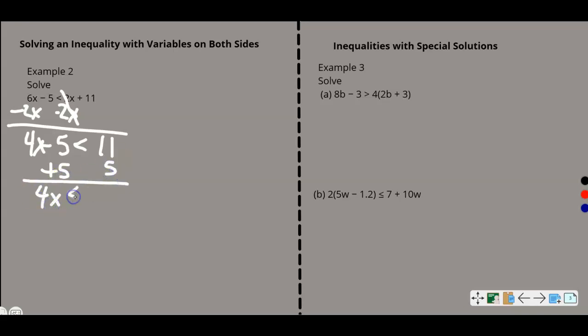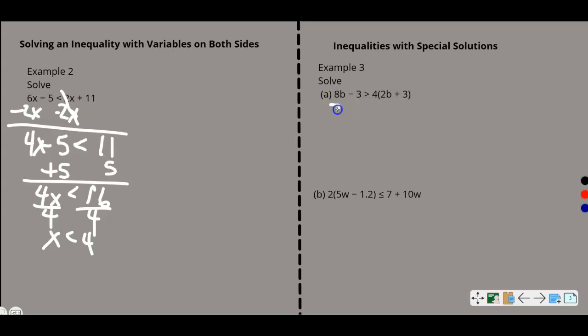4x is less than 16. Divide by 4. X is less than 4. And again, if you wanted to graph this, this would be an open circle and it would have an arrow shaded left of 4. All right, the next one says 8b minus 3 greater than 4 times 2b plus 3.